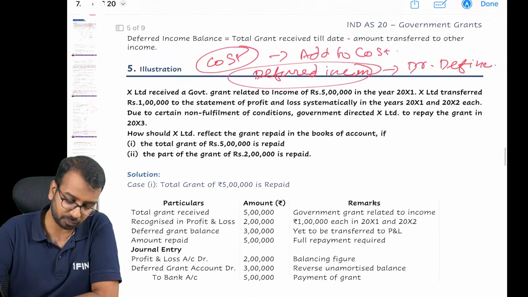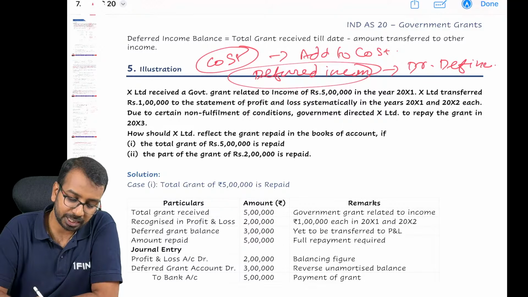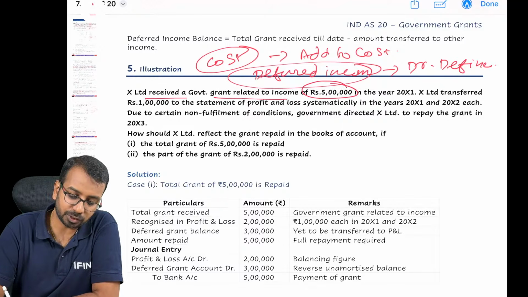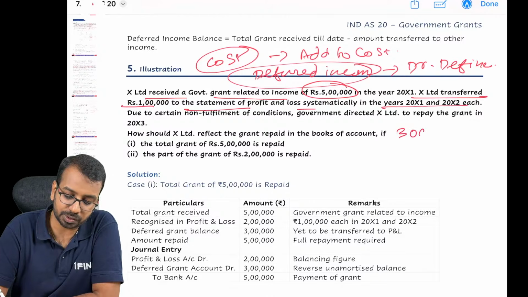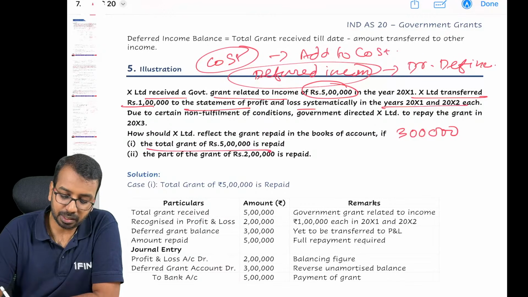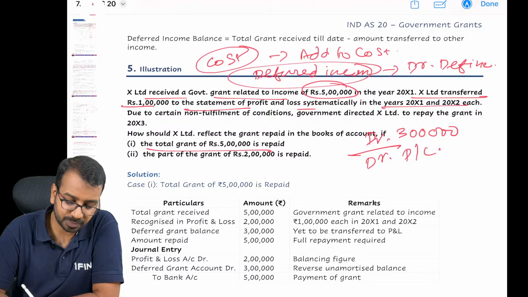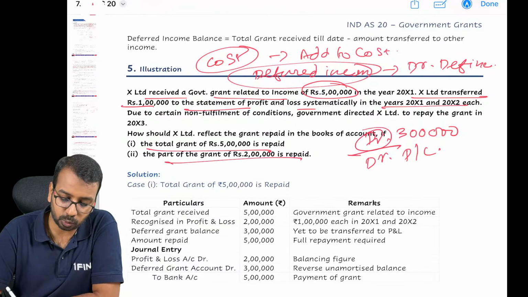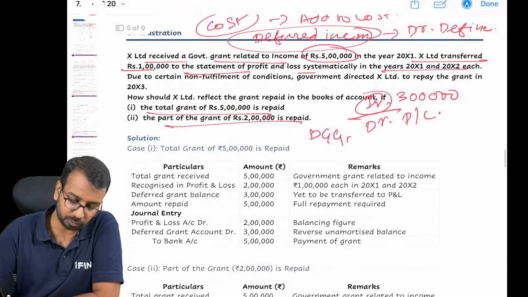Simple and straightforward. Okay, so X Limited has a grant related to 5 lakhs, transferred 1 lakh to the statement of P&L in years 1 and 2, so balance is how much? 3 lakhs. If total grant is repaid, you will debit 3 lakhs in the deferred government grant account and debit P&L by 2 lakhs. If 2 lakhs is repaid, you will debit that 2 lakhs in the deferred government grant account only.